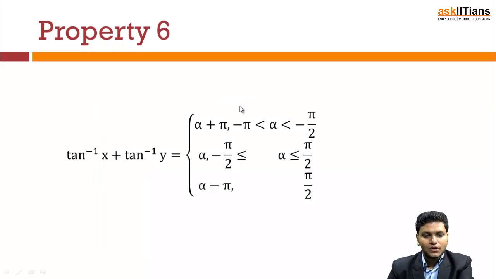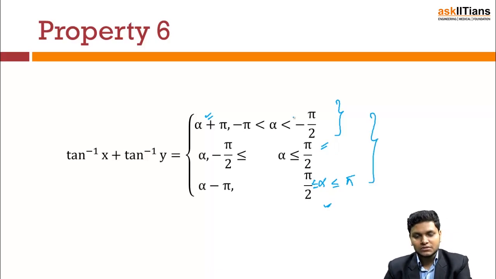Moving further. So tan inverse x plus tan inverse y will be alpha plus pi, when alpha is from minus pi to minus pi by 2, because this is out of the range. I need to add pi to alpha, then only I'll get the range. It will be just alpha when alpha is ranging from minus pi by 2 to pi by 2, and it will be alpha minus pi when alpha is ranging from pi by 2 to pi. So this is the variation of the angles of tan inverse x plus tan inverse y.